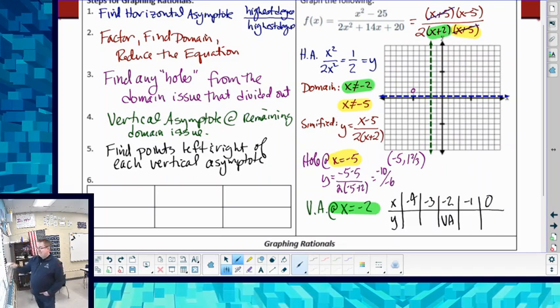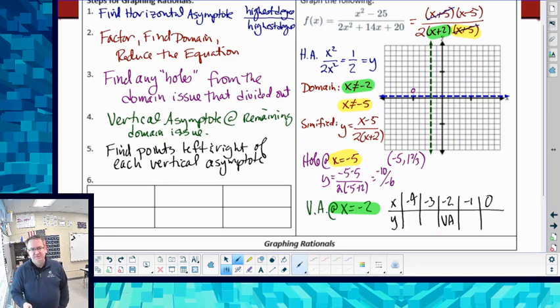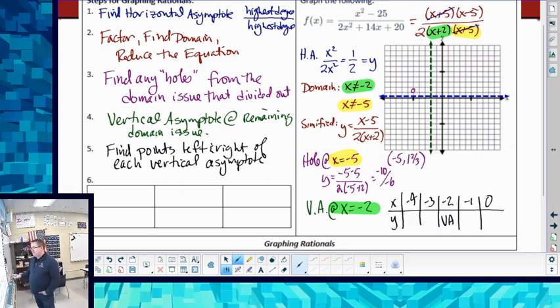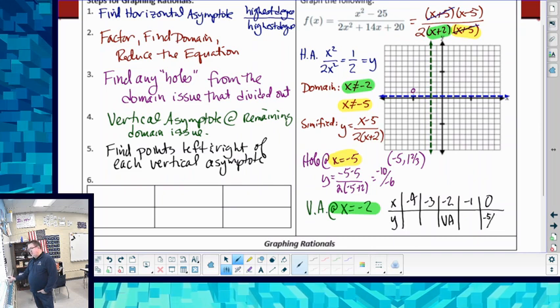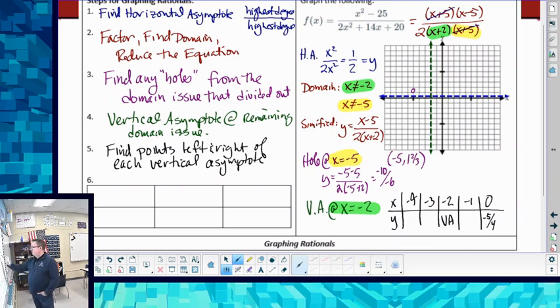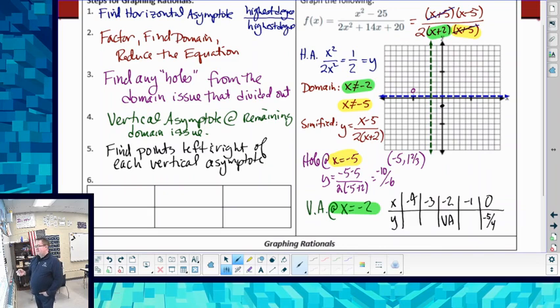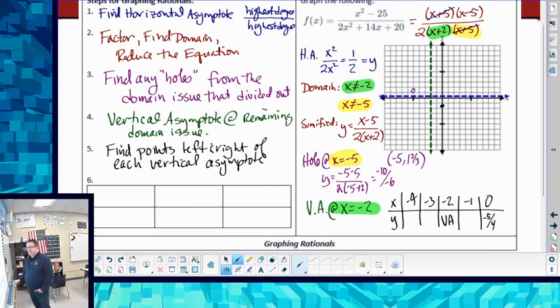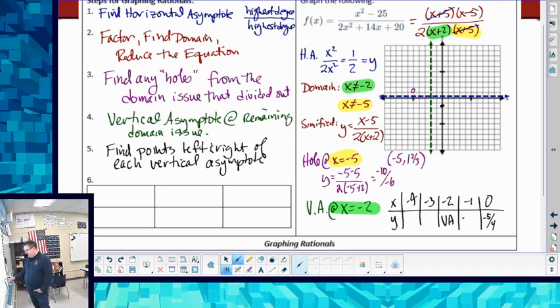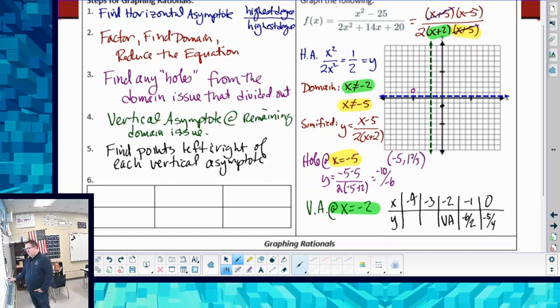And then I'm going to plug these into the simplified version just because it makes life a little bit easier. So if I plug in a 0, I'm going to get a -5 over 4. So at 0 and -1.25, I'm going to be there. If I plug in a -1, I'm going to get a -6 over 2. So that's going to be -3 then.